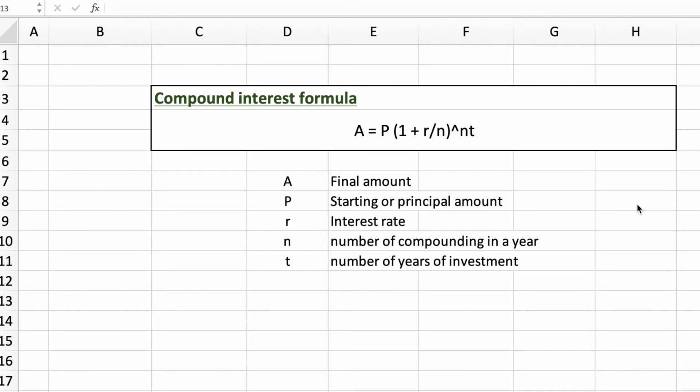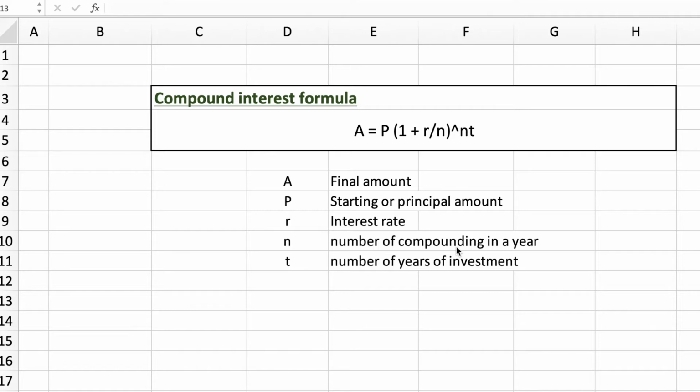So without wasting time, let's see how we can use this formula. I will show some examples. We all know from our school days that this formula is like: the final amount is equal to principal amount times 1 plus rate of interest divided by number of compounding in a year, raised to the power n multiplied by time period, for how many years your amount is invested. That's T.